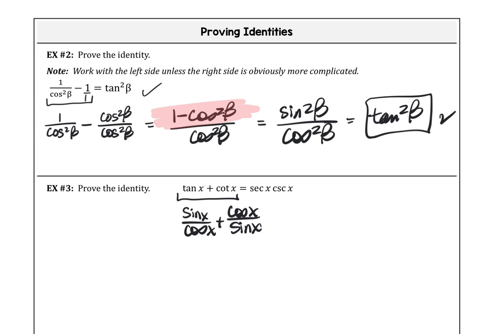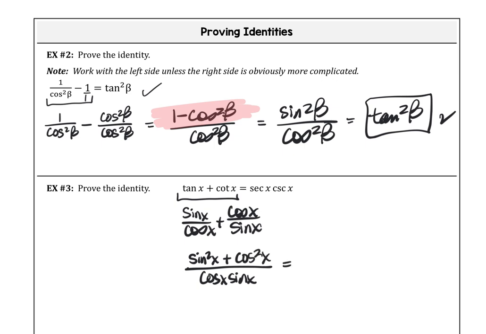Now what can we do? Oh, let's just add them together. So that means we need a common denominator. And remember, for a common denominator, you just multiply the two denominators together. Okay, so it's cosine x times sine x. So on the first fraction, I had to multiply by sine x on the bottom, so I need to multiply the top by sine x, so that gives me sine squared x. On the second fraction, I had to multiply by cosine, so times cosine on the top would give me cosine squared x.